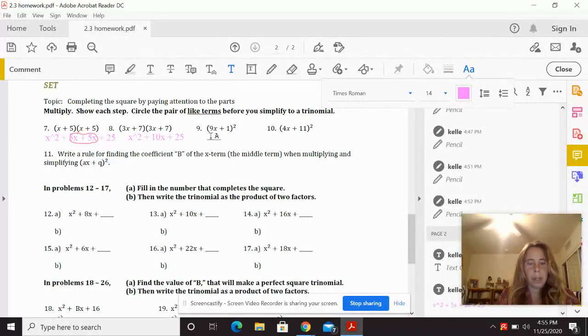Okay, and remember, this just means 9x plus 1 squared. That just means 9x plus 1 times 9x plus 1. All right, and then you would FOIL. Do the two-part distribution, okay?